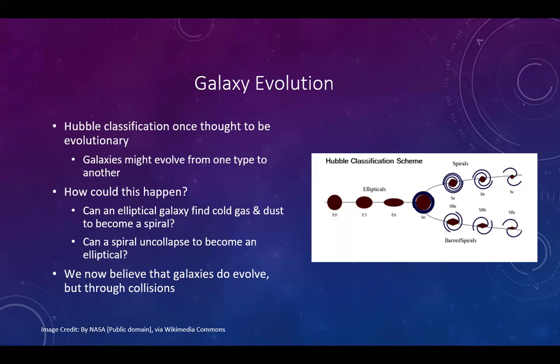We do now believe that galaxies evolve, but that process is not anything to do with Hubble's structure. It instead involves collisions. So galaxies will collide with each other, change, and they can merge. That's happening even to the Milky Way, which is currently cannibalizing a few small galaxies that are orbiting around it, and is on a collision course with the Andromeda galaxy. So they will eventually collide and merge into the Milky-Andromeda galaxy.